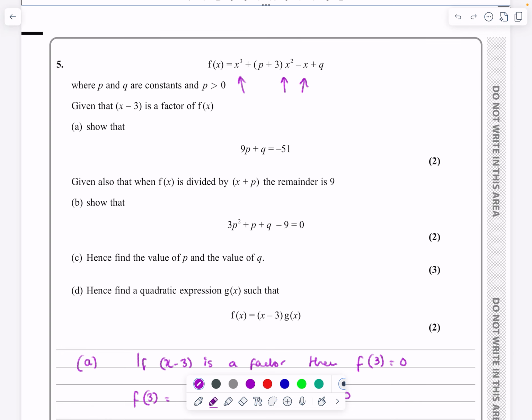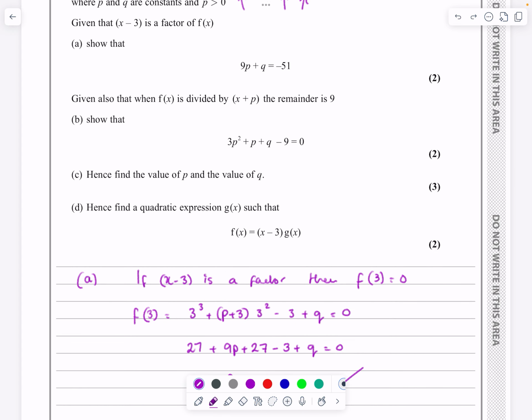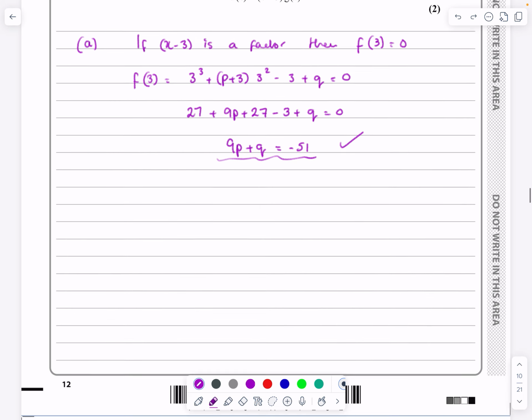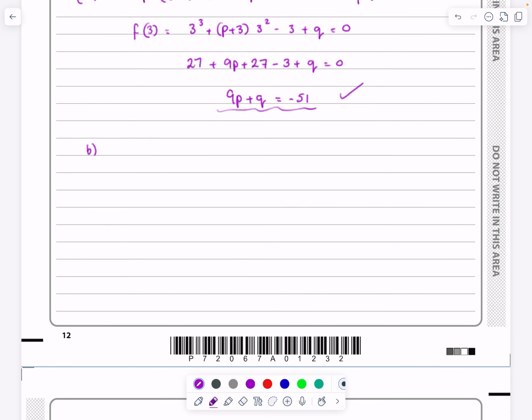So fantastic. It says, given also that when f(x) is divided by x plus p, the remainder is 9. Well, that's the remainder theorem then, but very, very similar to the factor theorem. So what we're now saying then is that f of minus p will equal 9. So let's put that in. We're going to do very similar, minus p cubed then, plus (p plus 3) times minus p squared, well, in other words, p squared, minus p, so that becomes plus p plus q equals minus 9.